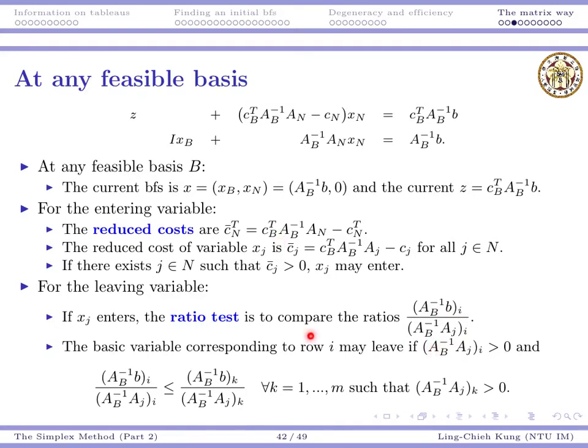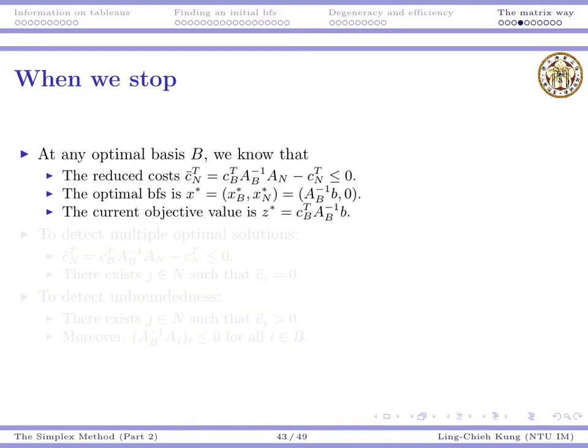Once we know that, we get to another basis, and we can get again those new reduced costs and the new ratios, and so on and so on. So when do we stop? At any optimal basis, it must be the case that the reduced costs are all non-positive. Otherwise, we will enter something else. At the optimal basis, the optimal solution can be found as the current AB inverse B and 0. The current objective value can also be calculated.